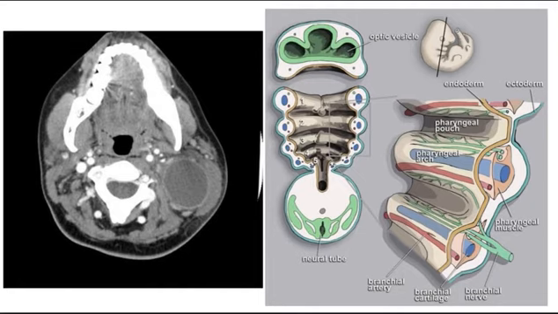This is a case of a branchial cleft cyst. We look here, it's a cystic component. We see it as any cystic lesion in the neck, and it's found on the left side with rim enhancement and fluid content.